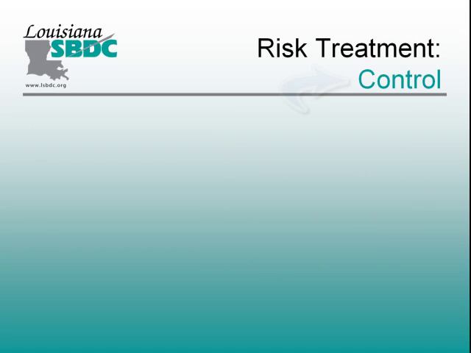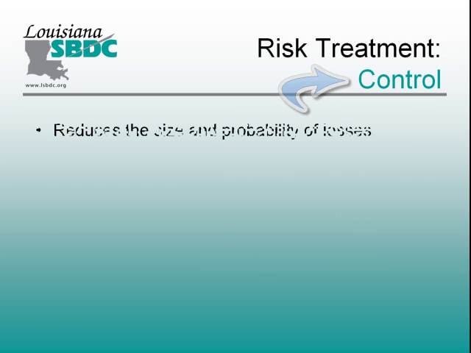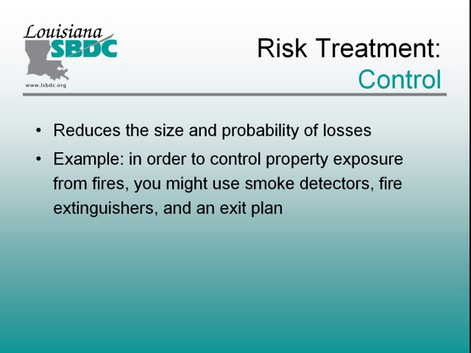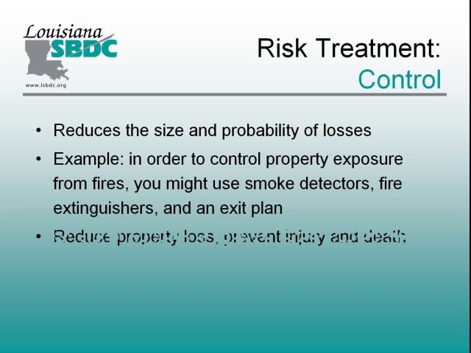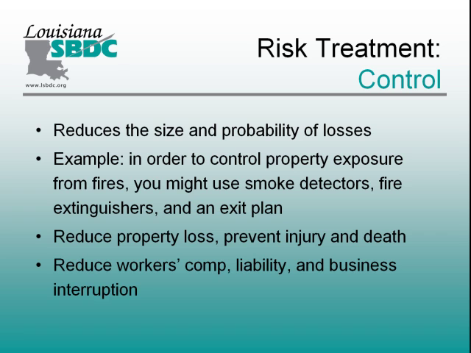The third risk treatment method is control. This treatment method reduces the size and probability of losses. For example, in order to control your property loss exposure from fires, you might install smoke detectors, purchase fire extinguishers, and institute an escape plan. Just by employing these simple control measures, you could reduce potential property loss, prevent injury and death to employees and customers, thus reducing your workers' comp and liability exposures and avoiding costly business interruptions.